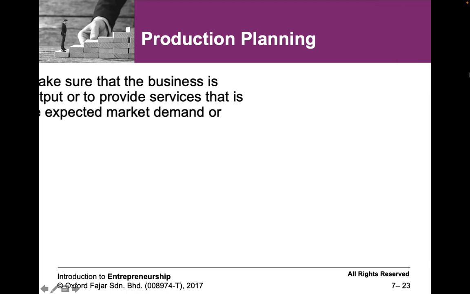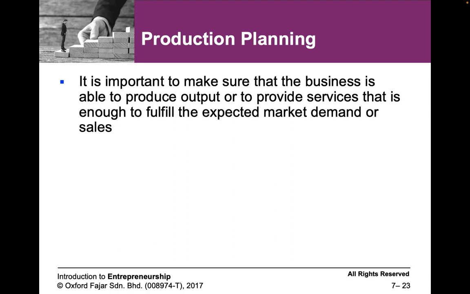Okay, so for production planning, next, number 3, if I'm not mistaken. It is important to make sure that the business is able to produce output or to provide services that is enough to fulfill the expected market demand or sales. So under production planning, we want to calculate how many quantity that is needed in order to make sure that the product is available, no shortages at all. So this is what we can do under the production planning.